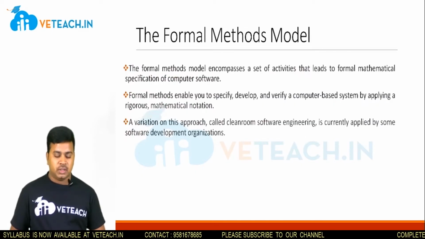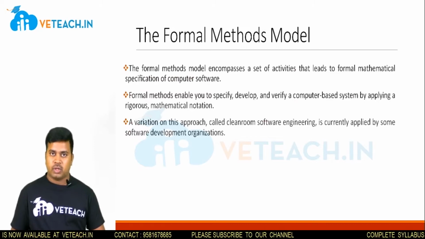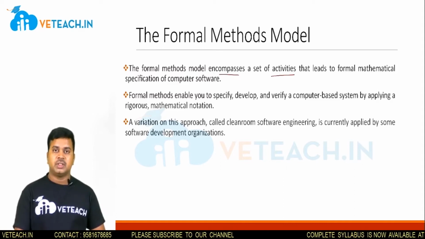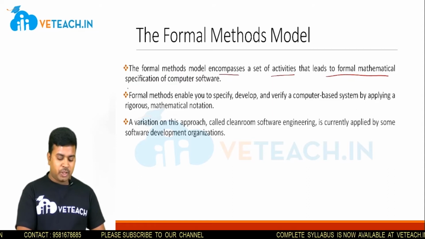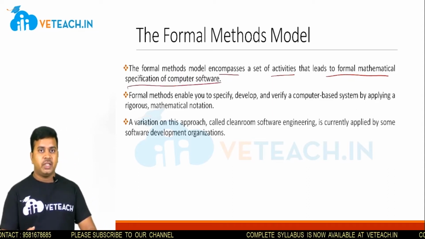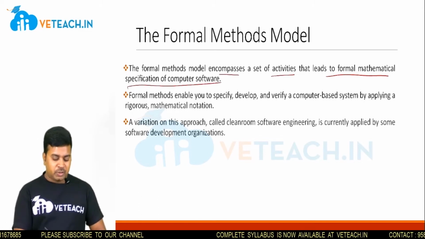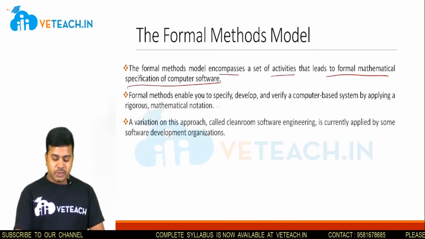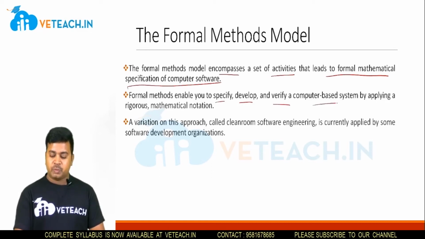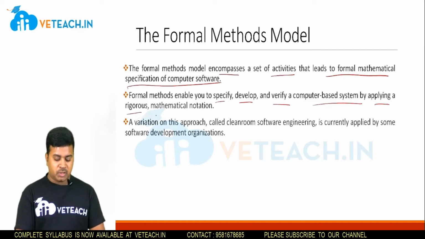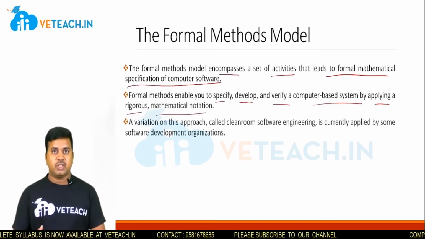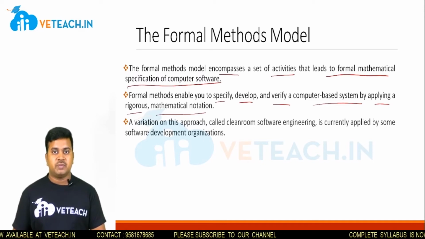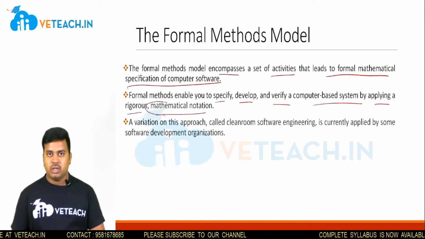The next one is the formal methods model. The formal methods model encompasses a set of activities that leads to formal mathematical specification of computer software. Mainly this model will be used for mathematical specification of computer software. That means these formal methods enable you to specify, develop and verify a computer based system by applying rigorous mathematical notations. By using the rigorous mathematical notations, you can measure how the project is going on.